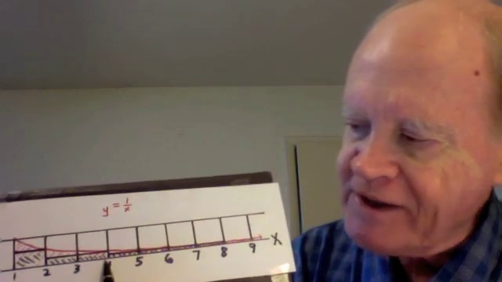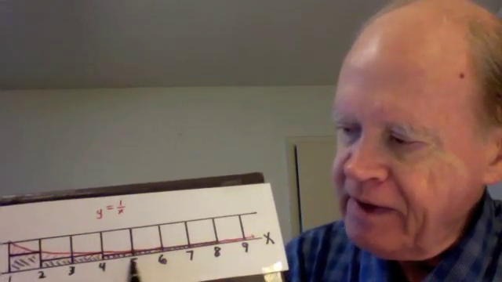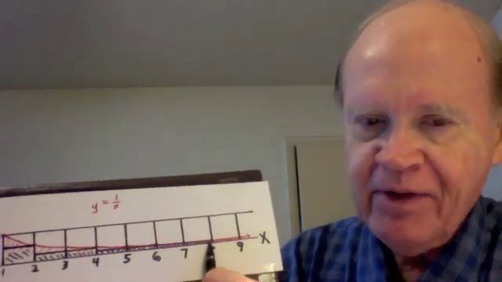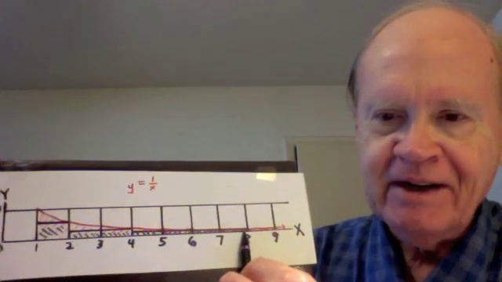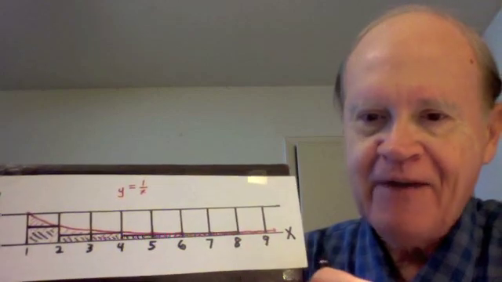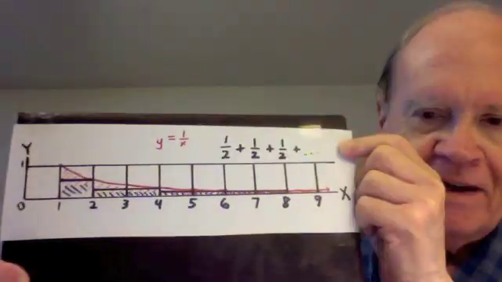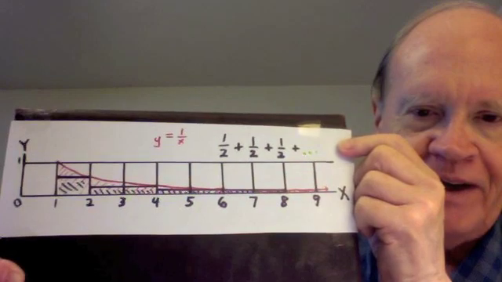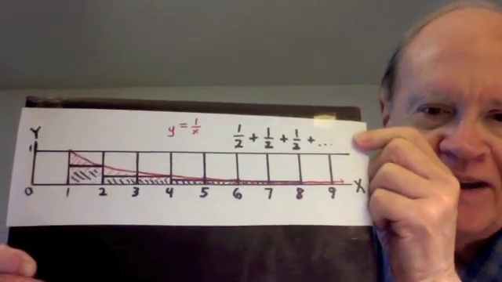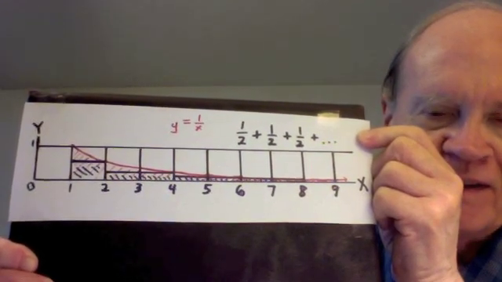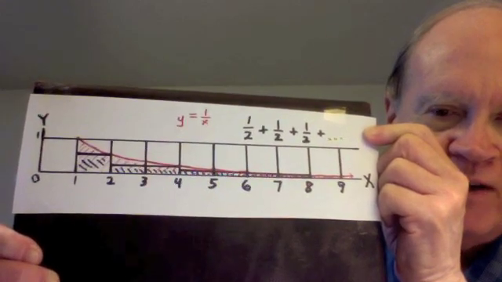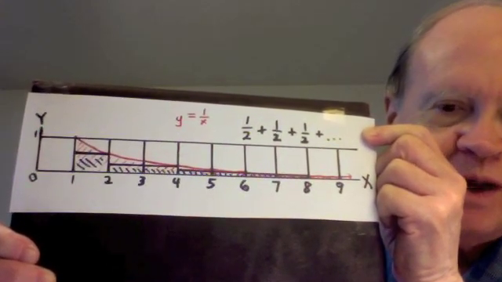Next one, again twice as long but only half as high. Length of 4, height 1/8. That also has an area of 1/2. And I continue this indefinitely to the right. So I have this sequence of areas, 1/2 plus 1/2 plus 1/2, and so on indefinitely. The sum of these areas can get as large as I want. It can get into the thousands, millions, billions, trillions. There's no limit to it.